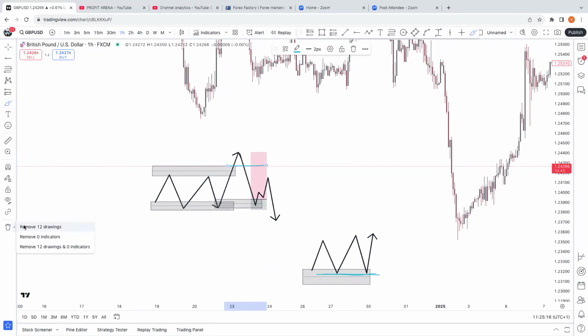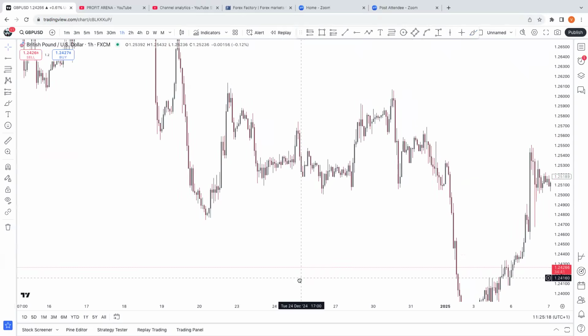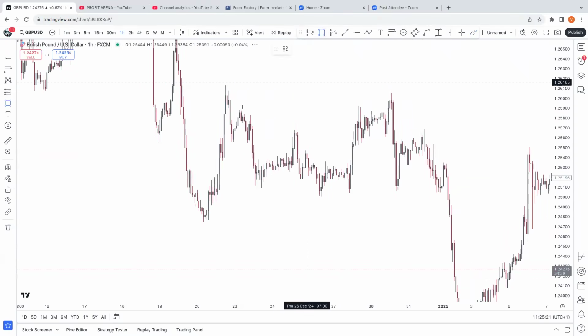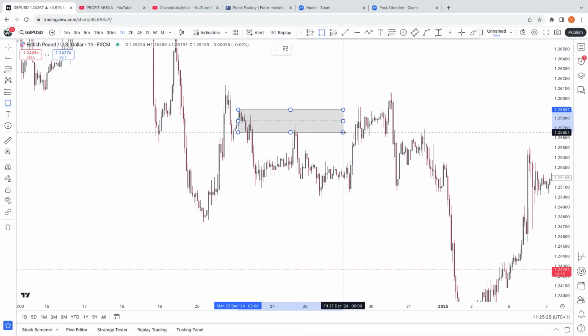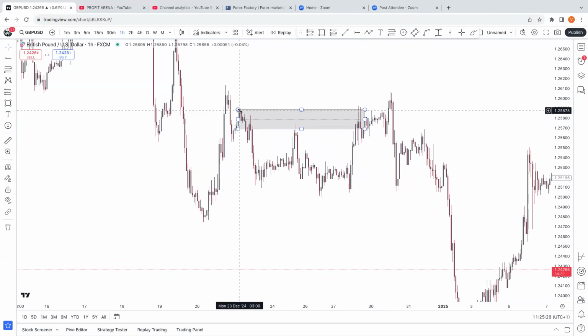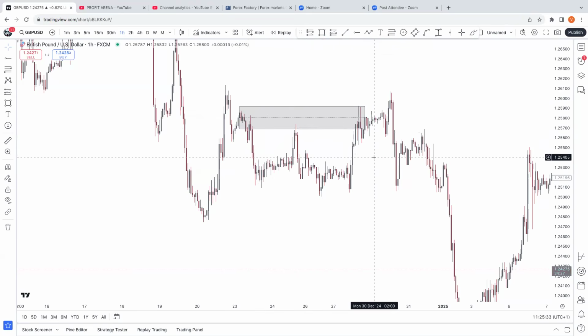Let's quickly go to the chart and see if we can spot any example. Okay, let's look at a good example here. Let's consider this zone. Look at this zone here. If you agree with me, this is a resistance zone. By the way, if you don't know what resistance and support is, check out my last video. I made a comprehensive video about resistance and support.